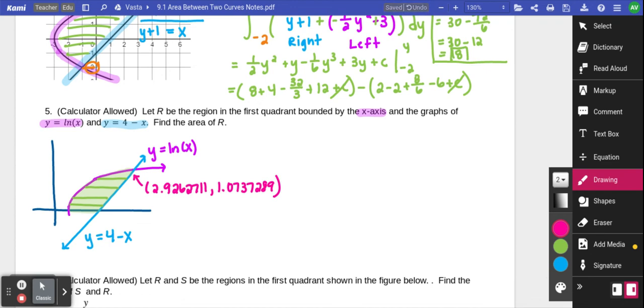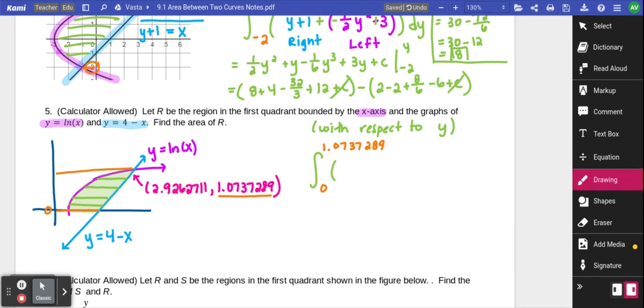Now, because there's a right and a left instead of a top and a bottom, I'm going to do everything in this problem with respect to y. So when I start setting up my integral, I know I'm going to use y values for my bounds. My lower bound here is 0, and my upper bound here is going to be this number here, 1.073728.9. Now I'm going to do my right equation minus my left equation, but I need to be a little careful here. Remember, everything should be in terms of y.